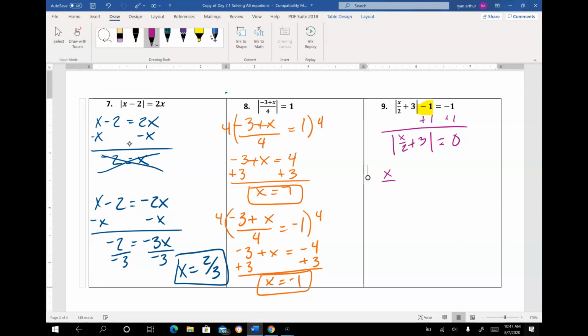So we're going to say x divided by 2 plus 3 equals 0. So we solve. We subtract the 3. I get x divided by 2 equals negative 3. Multiply both sides by 2. X equals negative 6. Okay? Last one to check our answers. Let's check it.